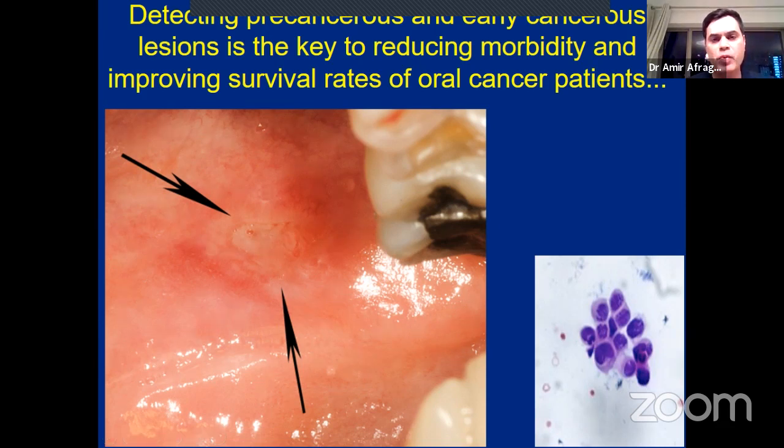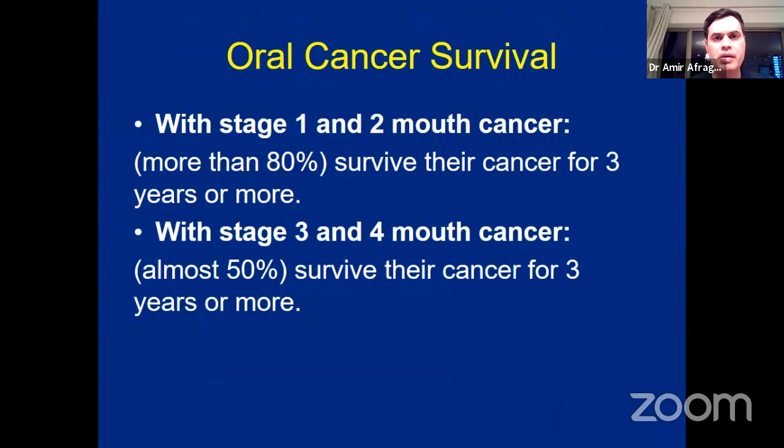So you can see how important it was to catch the cancer at its very early stage. To this day, the patient is disease-free. It's very important to catch oral cancer at the earlier stages. For stage 1 and 2 mouth cancer, more than 80% of patients survive the oral cancer for 3 years or more, whereas for the high stage cancers, stage 3 and 4, only half of the patients survive for 3 years or more.